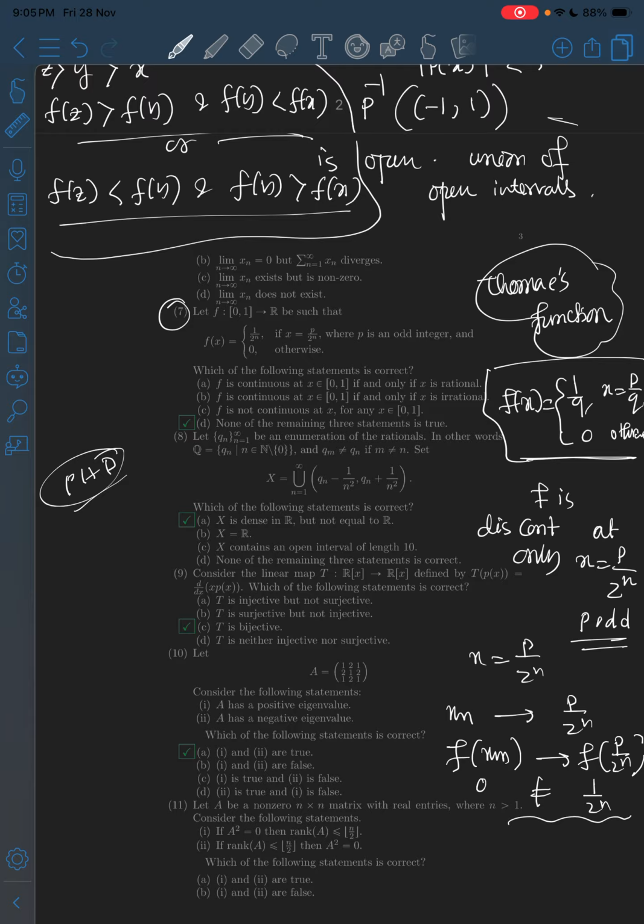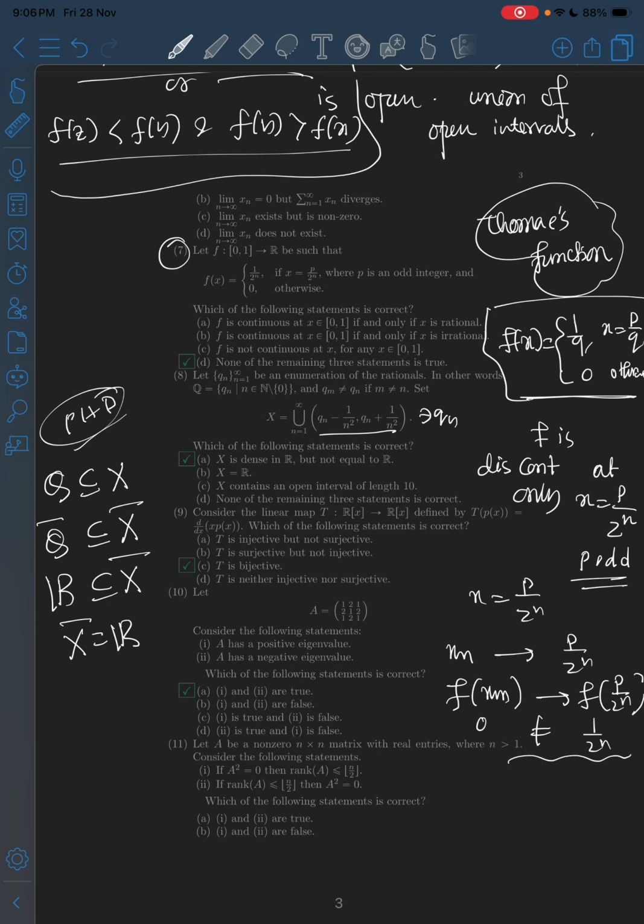Okay, so how to do it? Observe. x contains all rational numbers because x is a union of intervals and each interval contains the rational number q_n. So Q is a subset of x. That means Q closure must be a subset of x closure, and Q closure is the real numbers. So R is a subset of x closure, so x closure is R. So x is dense in R. Now, is x equal to R or not, or does x contain an open interval of length 10 or not? For that you need to use the concept of length.